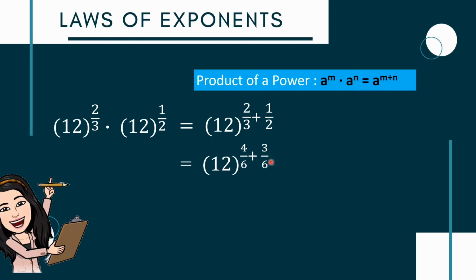The same as here. 6 divided by 2 is 3, and then multiplied by the numerator 1. So 3 times 1 is 3. That is why it became 3 over 6. If you notice, they now have the same denominator, so they are similar fractions. We can now add the numerators. 4 plus 3 is equal to 7, and then copy the same denominator. So therefore, we have 12 raised to 7 over 6.